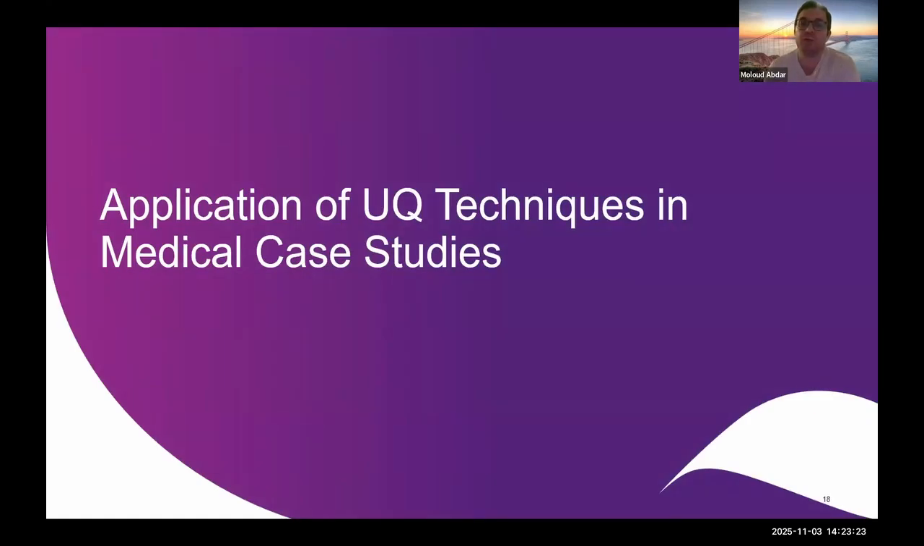Now I'm going to talk about the application of UQ techniques that we used for medical case studies. At the end, I will give one example for large language models as well, which was recently accepted, not published yet, a few days ago by TMLR.